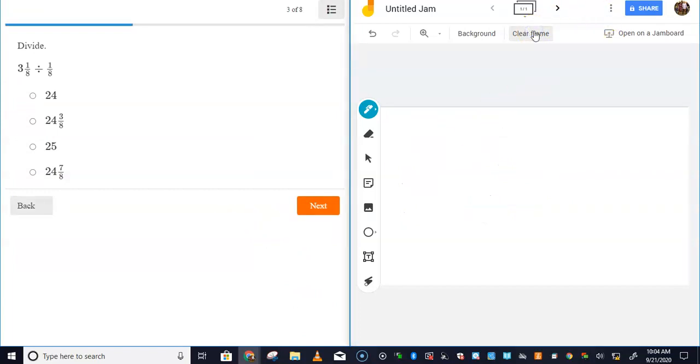This next one, we're just going to do some straight up division here. So I have 3 1/8 divided by 1/8. 3 times 8 is 24, plus 1 is 25, so I have 25 over 8. Division changes to multiplication, we're going to flip. I'm crossing my 8's out and making them 1. My answer is 25.